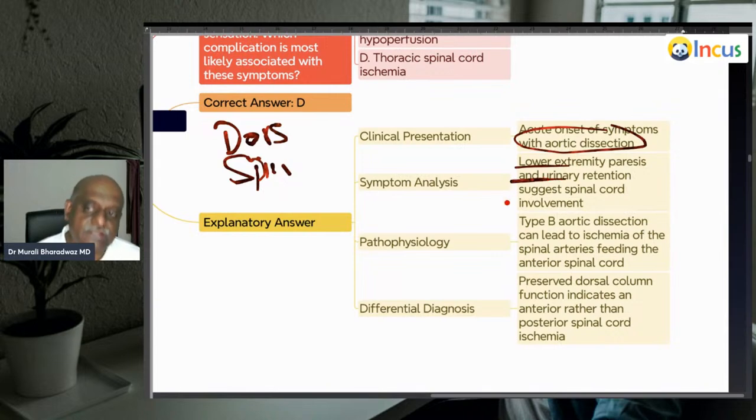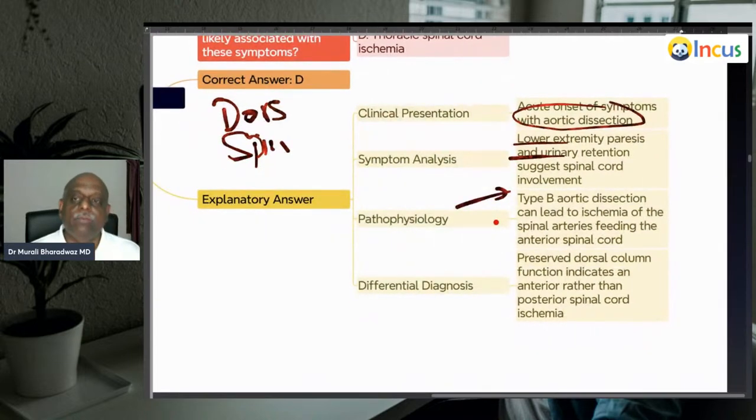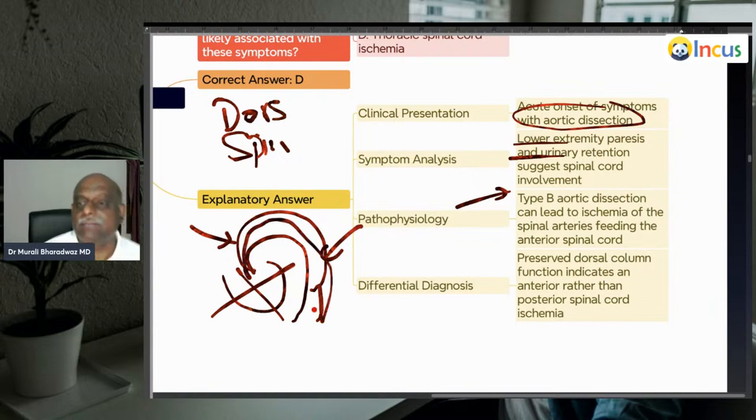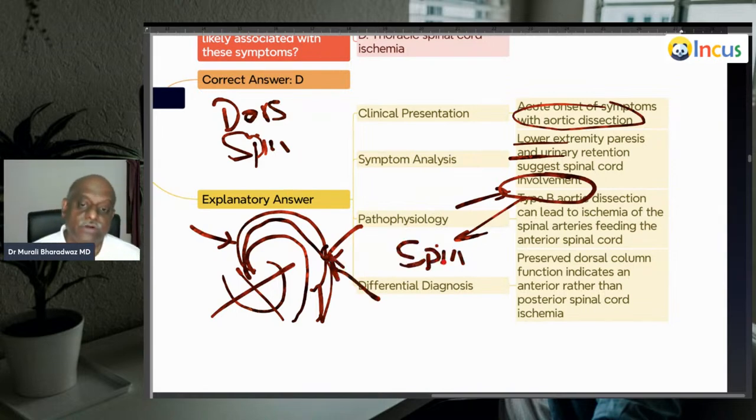Lower extremity paresis and urine retention suggest that the moment aortic dissection is there, there's decreased blood flow to the spinal cord and that leads to spinal cord ischemia. So you know very well, how do we classify Stanford's classification of the aortic dissection? Only ascending aorta involved, or only descending, or both of them accordingly. So type B aortic dissections involving the descending aorta often involve the spinal cord, is what you need to remember.